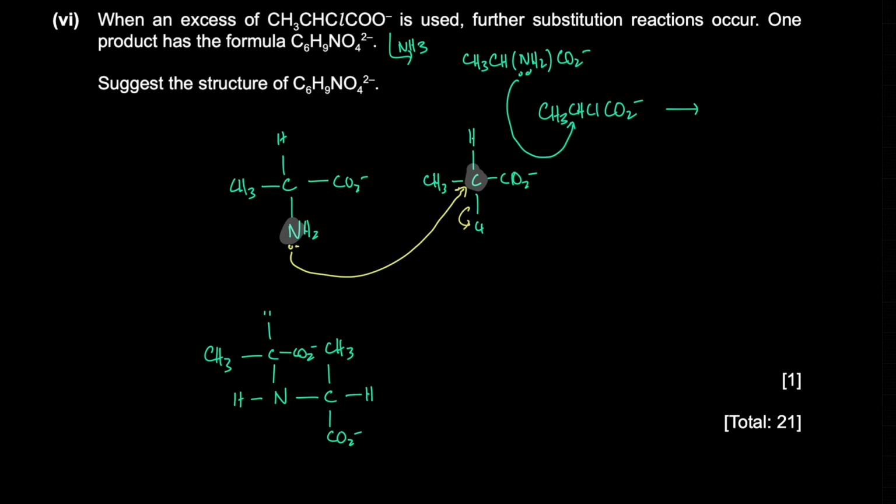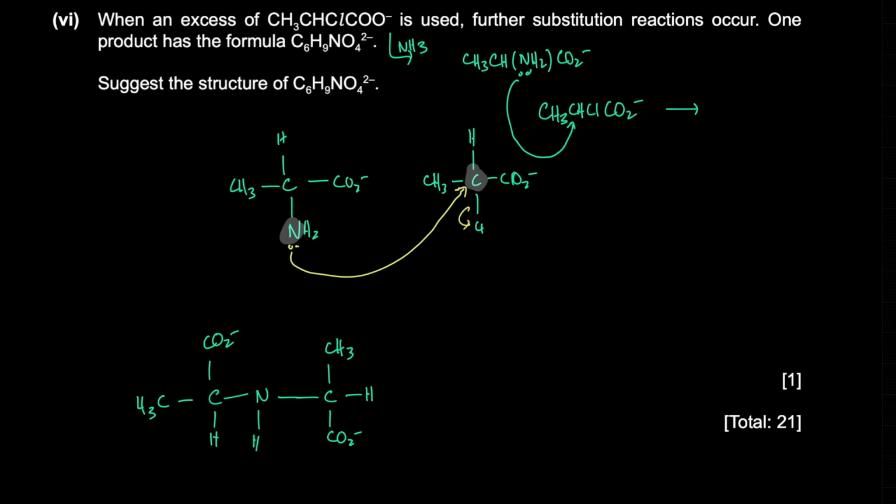I'll show it a little more clearly, just so that we have a little more space. What you have is a nitrogen that has an H, and this nitrogen is bonded to this carbon. This carbon has a CO2 minus, a CH3, and an H. This is your product here. You can show it as a skeletal formula, or like this, it doesn't matter how you show it. But this is your answer.